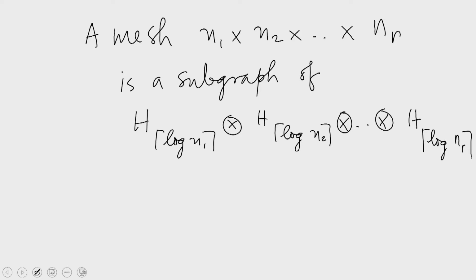Why is that? When we are given a mesh of this sort, this mesh can be expressed as a cross product of linear arrays of size n1, n2, etc. up to nr. A linear array of size n1 is embedded in a hypercube of dimensionality log n1. A hypercube of log n1 dimensionality will have n1 vertices. Therefore, if you take a Hamiltonian cycle of this hypercube, it will have more than n1 vertices. So, a linear array of size n1 embeds in this hypercube. Similarly, for all the other linear arrays, therefore, the mesh, which is a cross product of all these linear arrays, embeds in a hypercube of this sort.